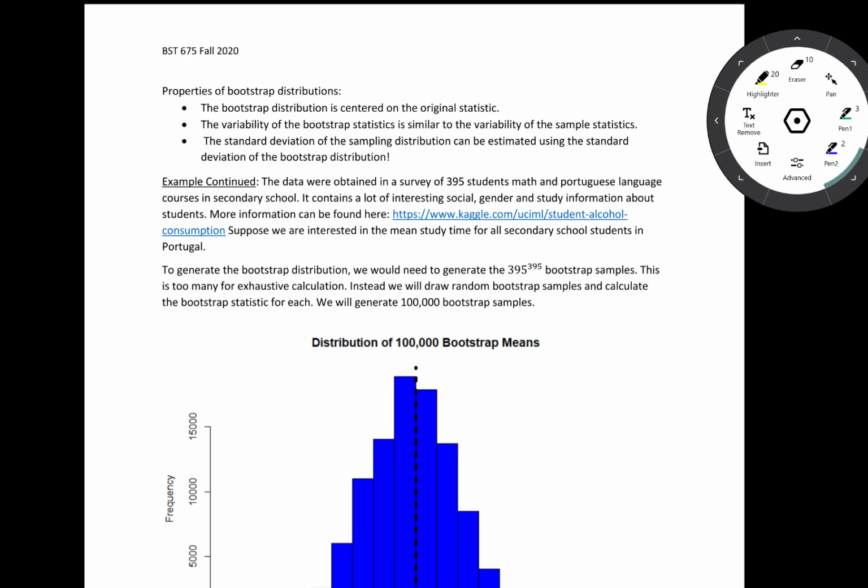The standard deviation of the sampling distribution can be estimated using the standard deviation of the Bootstrap distribution. And this is the big idea here, because our whole idea is we're trying to estimate the variability of our statistic. Bootstrap distributions give us a way to do that. So it's all about estimating that variability. So again, let's continue our example here.